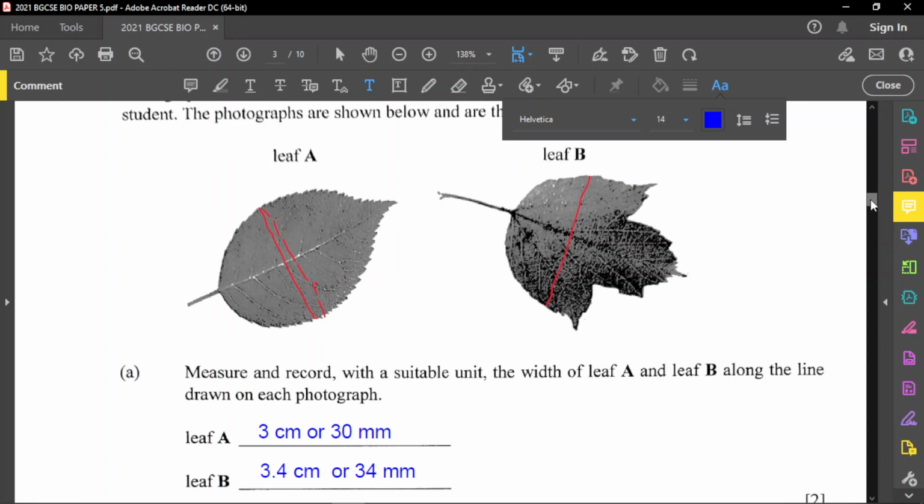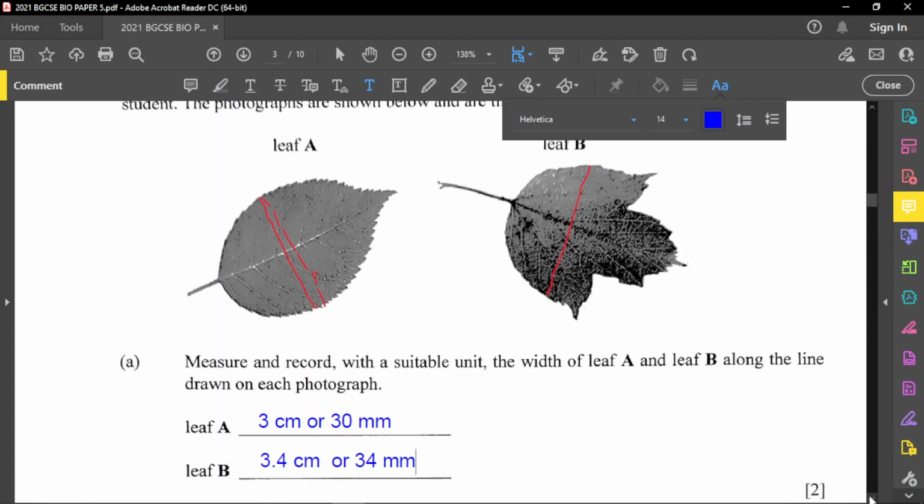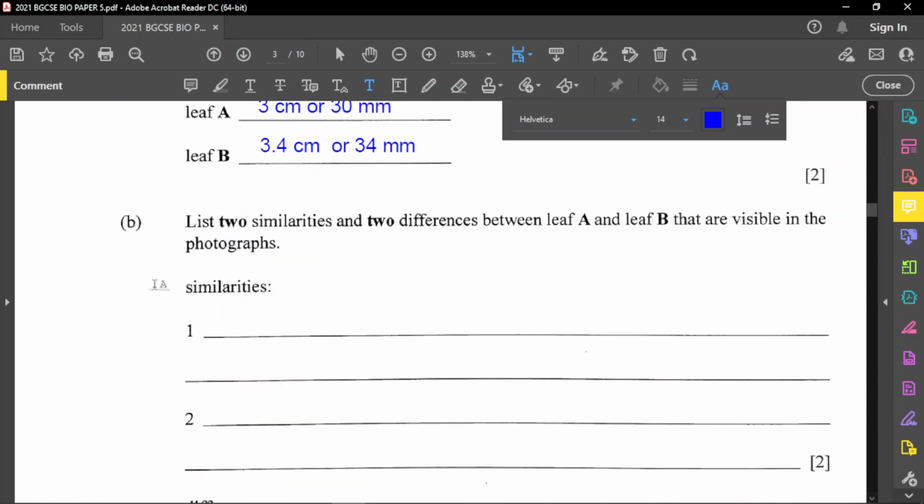The shape is different, for one. So it's not the shape, but the width of the leaf. They are both broad leaves. So one, they are both broad. Again, they are dicotyledon leaves, so they are broad.